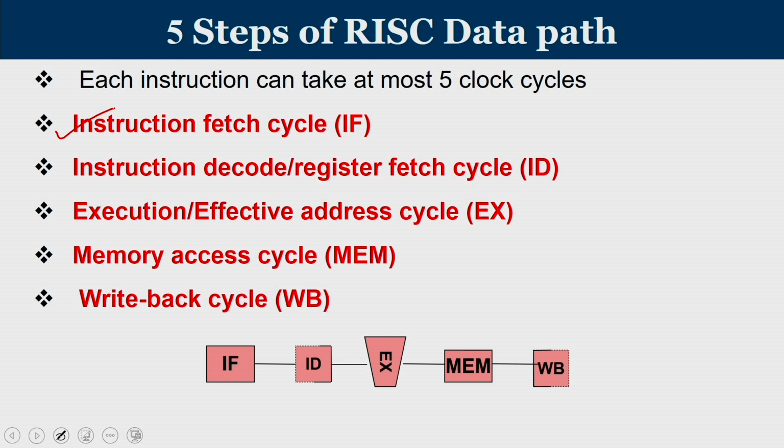In the decode stage, we try to understand the operands and opcodes, and if there are any register source operands, the contents of these registers are also brought and kept in the pipeline register. When it comes to execution or the effective address cycle, if it is an arithmetic operation, the actual execution takes place. If it is a load or a store operation, effective address calculation takes place. The fourth stage, MEM, is used only for loads and stores, wherein based upon the effective address calculated in the EX stage, the memory is accessed, and the last stage is for writing the results into the registers.